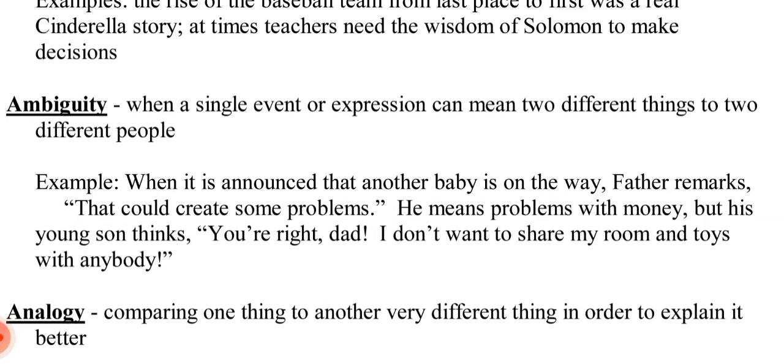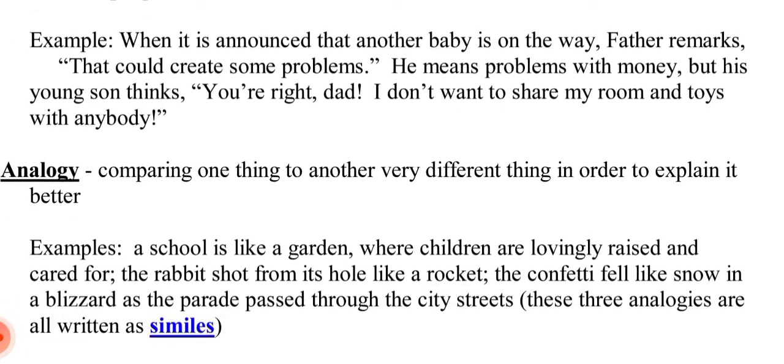Another is analogy. An analogy is comparing one thing to another very different thing in order to explain it better. So often our teachers, our friends, our parents, some members of our society, try to compare one thing to another very different thing in order to explain and understand it. So that is called analogy. For example, a school is like a garden, or you can say a school is like a temple where children are lovingly raised and cared for. The rabbit shot from its hole like a rocket. The confetti fell like snow in a blizzard as the parade passed through the city streets. So these three analogies are all written as similes.